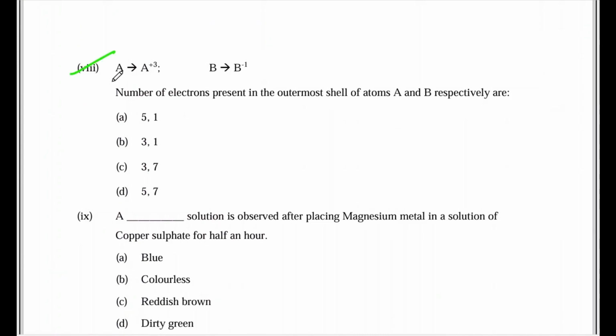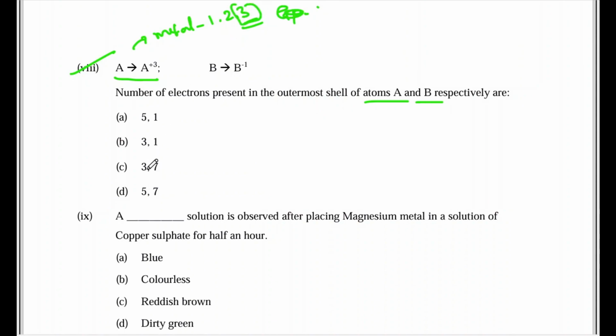Question number 8. A gives you A3 plus, B gives you B minus 1. Number of electrons present in the outermost shells of atoms A and B respectively are. So if A is forming a cation, it should be a metal. So metals will have 1 or 2 or 3 valence electrons. So if it is forming plus 3, then it should have 3 valence electrons. What they have asked here is the number of electrons in the outermost shell. So it must be 3.